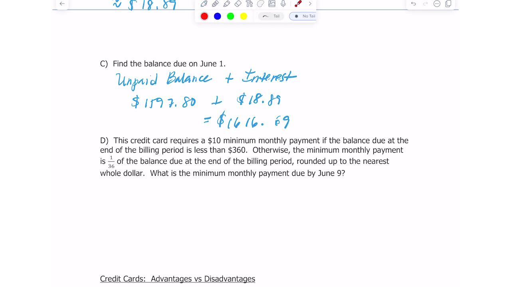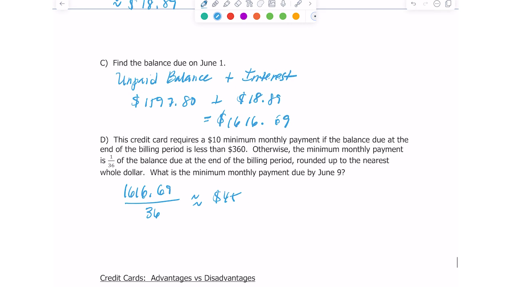Well, my balance due is more than $360. So therefore, I have to take the balance due and take 1/36 of it, right? So that's just taking this number and dividing it by 36. So that comes out to close to $45. Okay, so that's the minimum monthly payment due by June 9th. So for those of you with credit cards, that is one way they calculate what your minimum monthly payment would be.